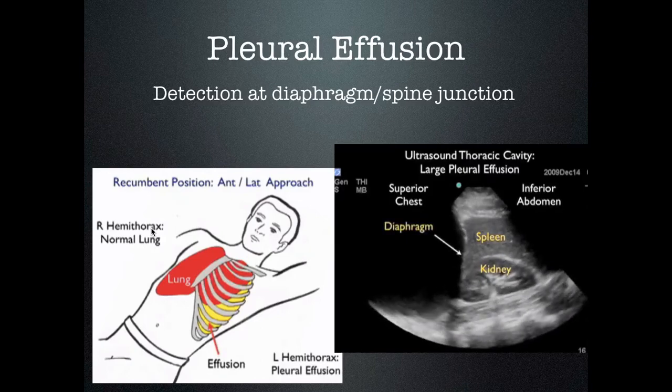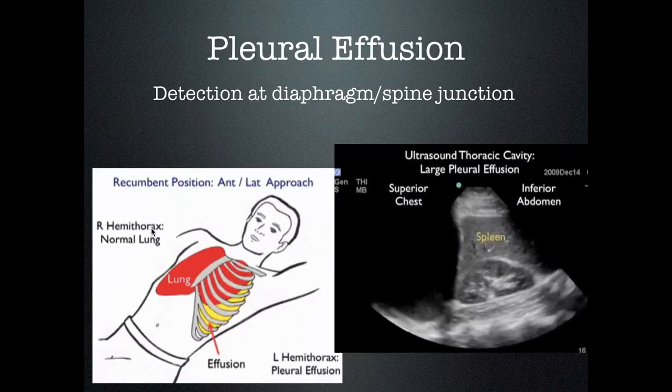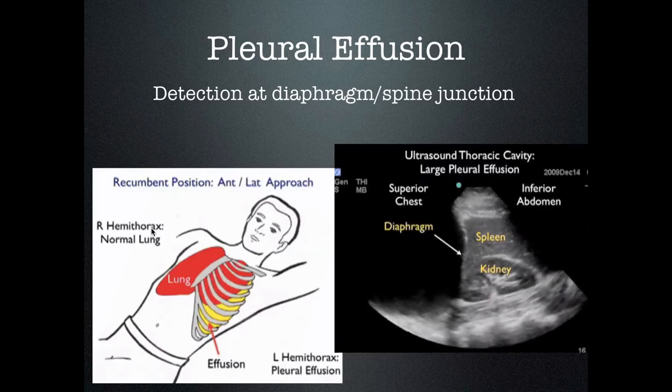Once I've identified the kidney and the spleen, I look superior towards the head and I identify the diaphragm. Once I've identified the diaphragm, I look for the spine, which is posterior to the kidney. When I identify the kidney, the diaphragm, and the spine, I know that I'm looking at the most dependent portion of the thoracic cavity. If there is no pleural effusion there, then the patient does not have a pleural effusion.